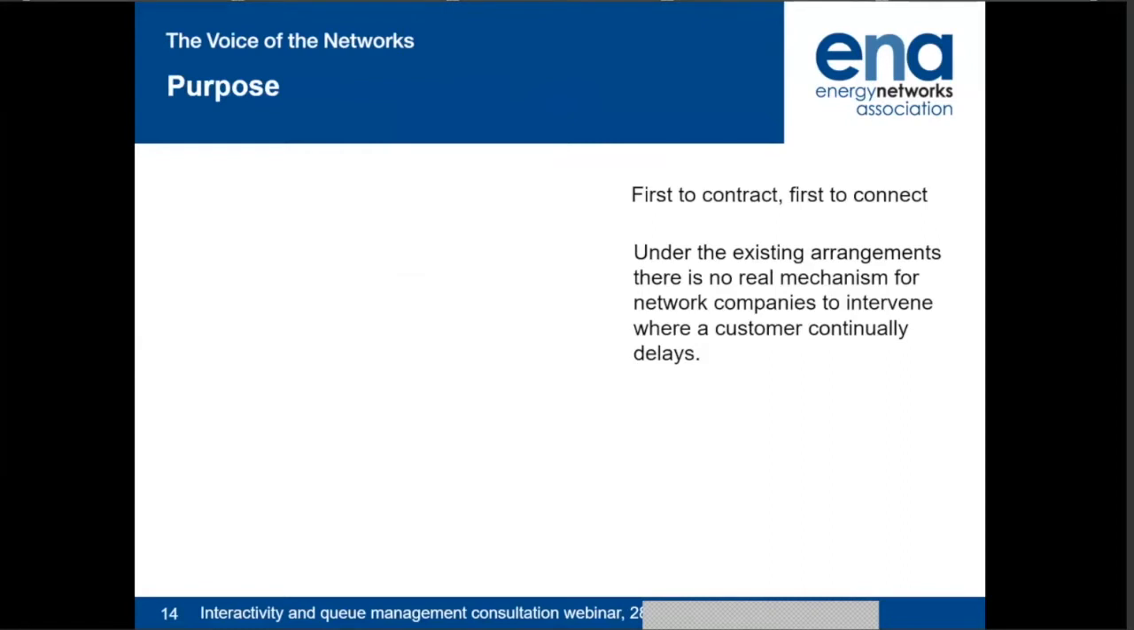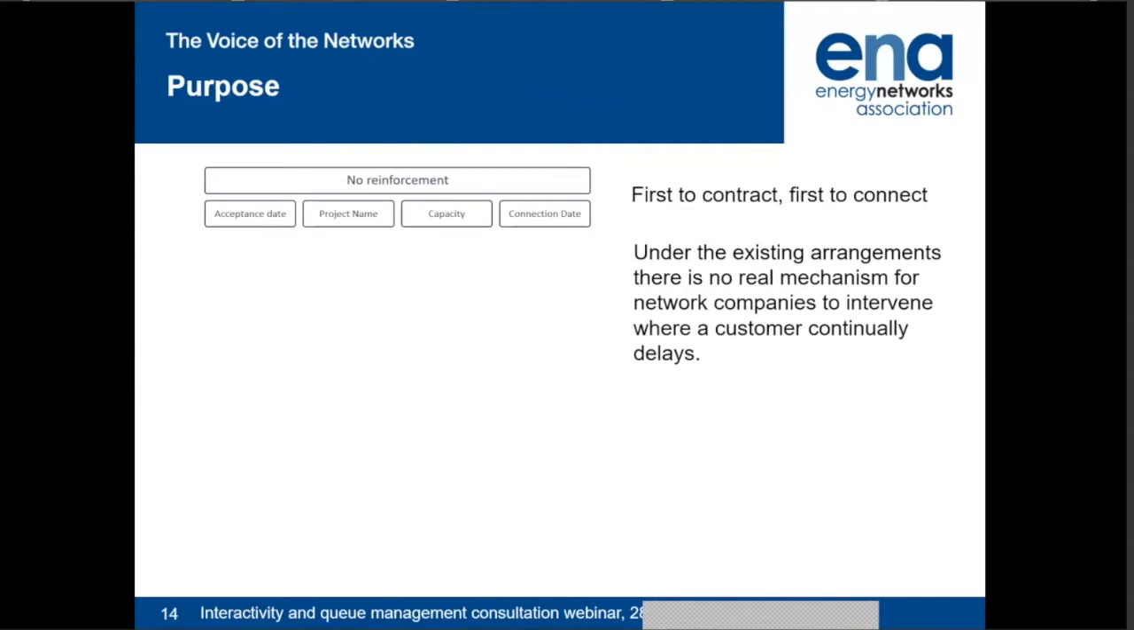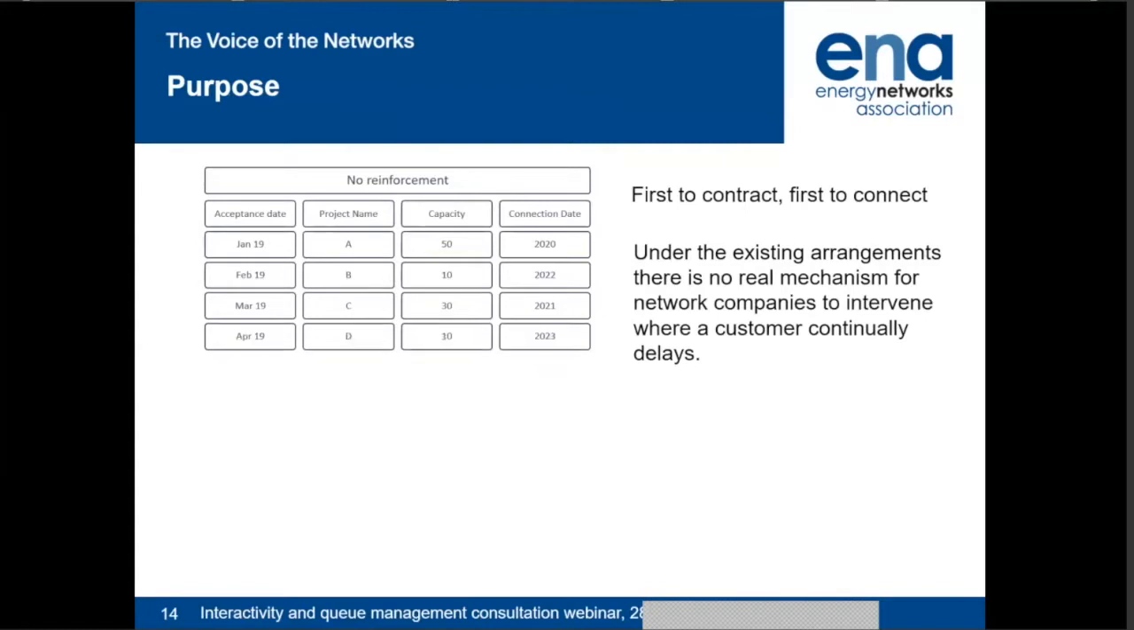The connection queue is of course not a new issue, it's a long-standing issue for the industry, pun intended, and there are a couple of reasons why we need to look at this policy. Under the current arrangements, contracted projects are placed into order on a first contract, first connect basis. In this example, projects A to D are placed into the queue as a result of the application process. This means that the capacity is allocated to them based on the date that they accept their connection offer. These projects are therefore allocated a position in the queue as soon as they accept their connection offer.